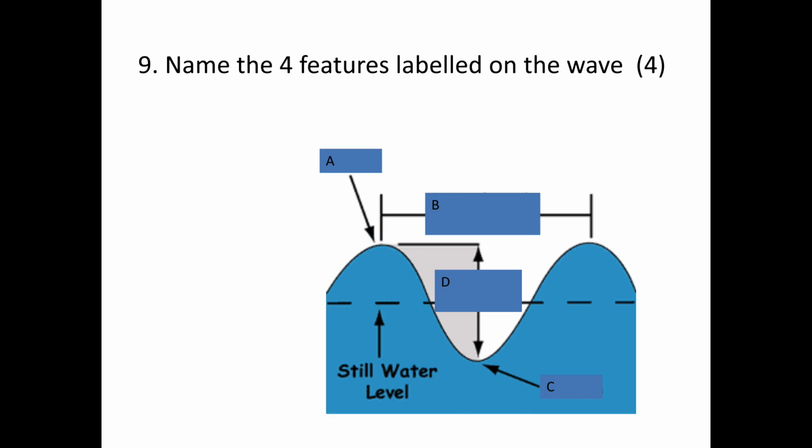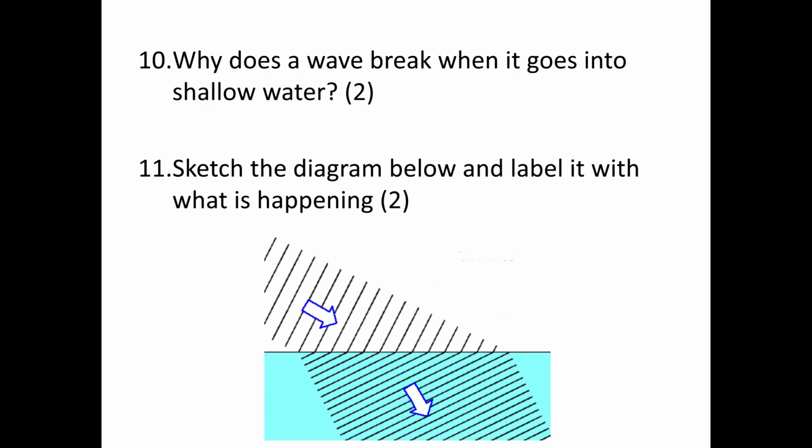A is the crest of a wave, and I'll say it now, C is the trough. So the top bit is the crest and the bottom bit is the trough. B is the wave length and D is the wave height. Okay, but as I say, check page 6 if you're a bit unsure.